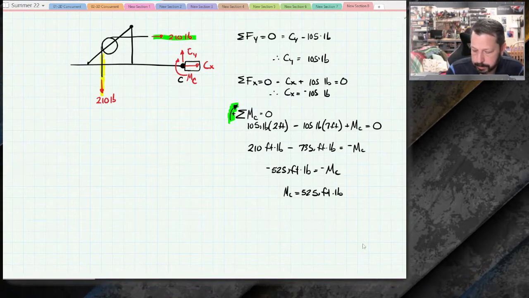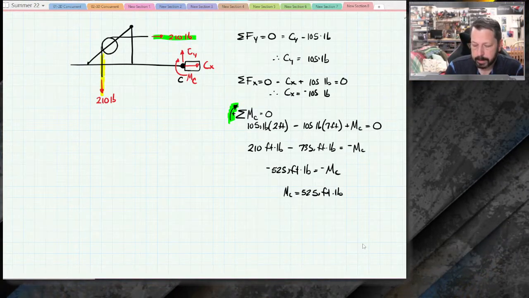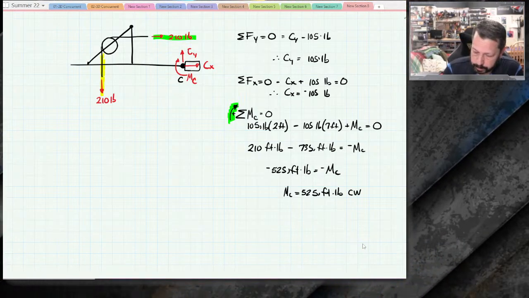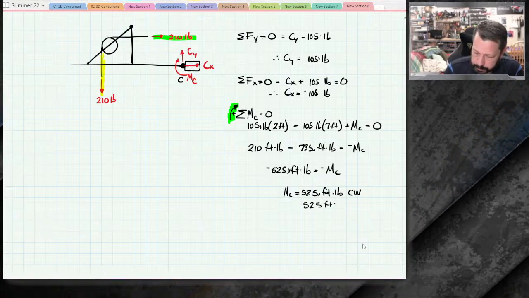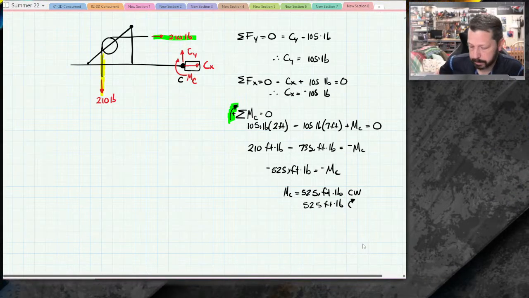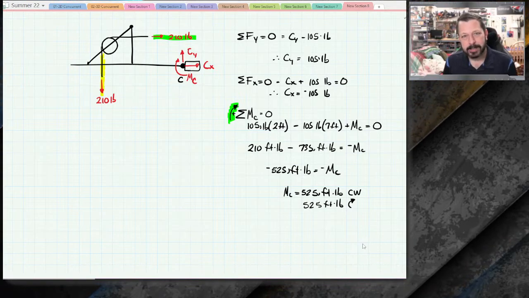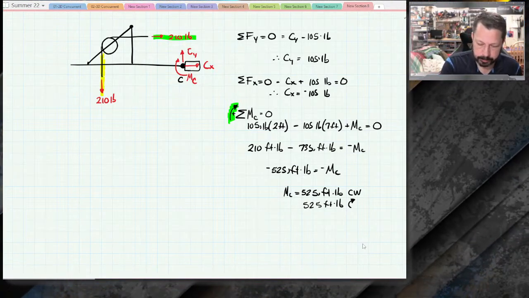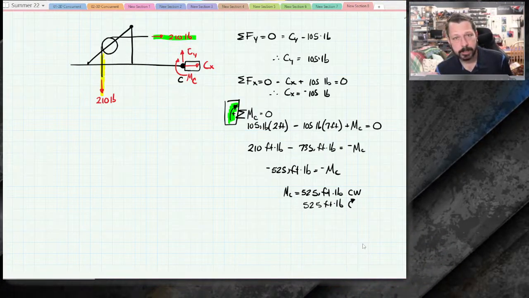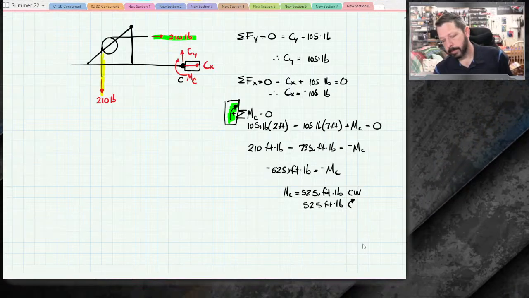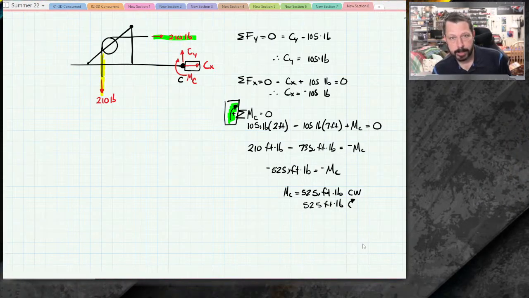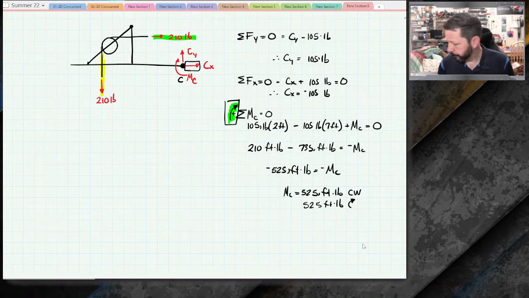When you write these concentrated moments, 525 foot-pounds, usually it's better that you write either clockwise, or you write it as 525 foot-pounds and then you actually draw a clockwise arrow, or counterclockwise if it's counterclockwise. Because plus and minus only mean something in the context of whatever you decided when you wrote that equation. So it's better, just like when you do tension and compression and you write a T or a C, to either write CW or draw the arrow when you're talking about a concentrated moment.